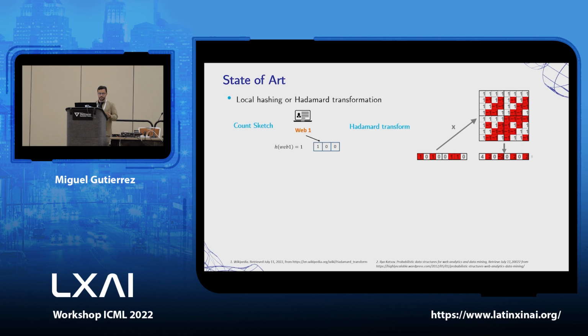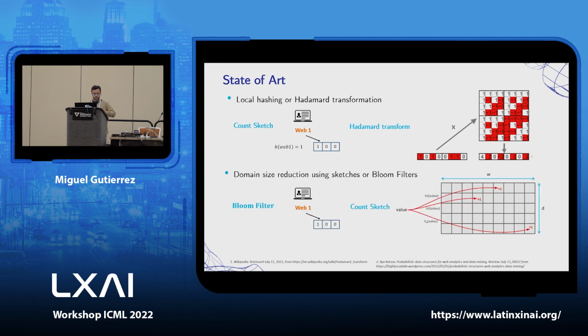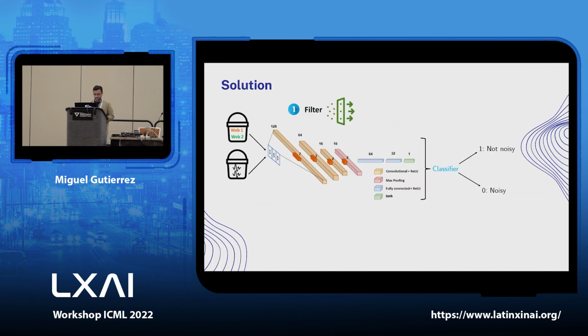So in the state of the art, we have several methods to improve this. We have local hashing, where we can reduce the collision between the data representations of the users. We can use the Hadamard transform to reduce memory size when we are sending information to the server. We can also use domain size reduction. We can use Bloom filters, which is a vector representation of the data, or count sketch, which is a matrix representation of the data. We can also do some post-processing techniques just to clean the estimation counts.